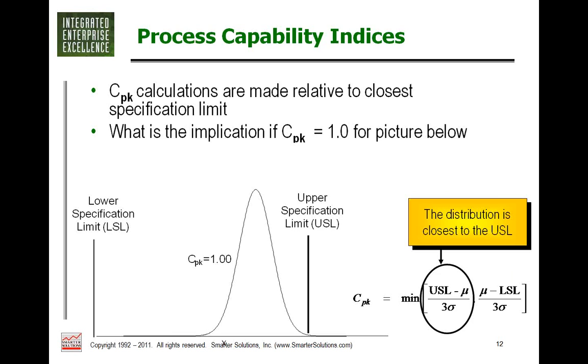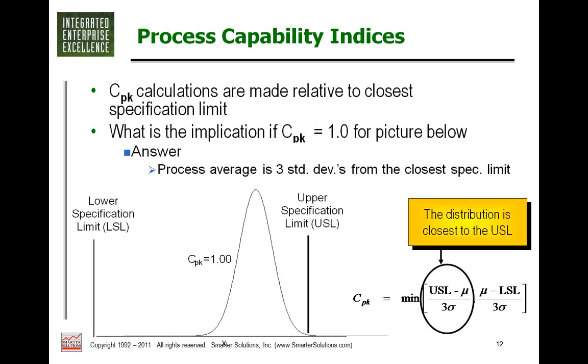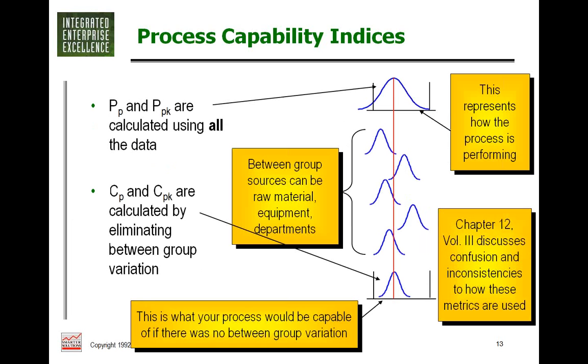If it's a CPK of 1, which is shown in the figure below, that really indicates that we're 3 standard deviations from the closest spec limit. Okay, so that gives us a picture of how our process is performing. So these are quite simple relationships.